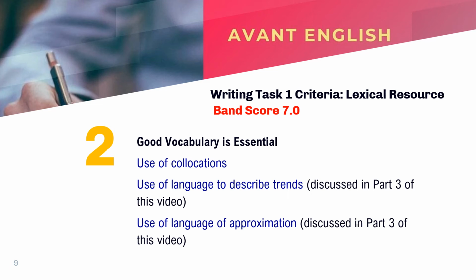Use the language used to describe trends. This is something we look at the last part of the video. You also want to be proficient in using the language of approximation. Remember, there's not going to be an exact figure on the writing task 1. It may look like it's 60 right on the dot, but it's actually 61, it's 59, 59 and a half. They do that, of course, on purpose. They want you to use that language of approximation, which we discussed in the last part of the video.